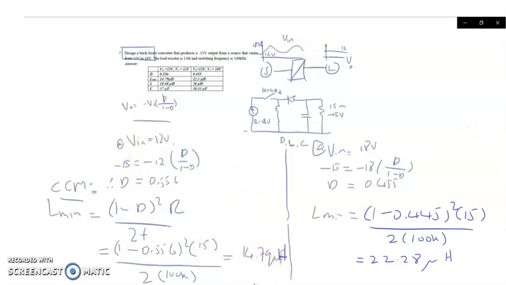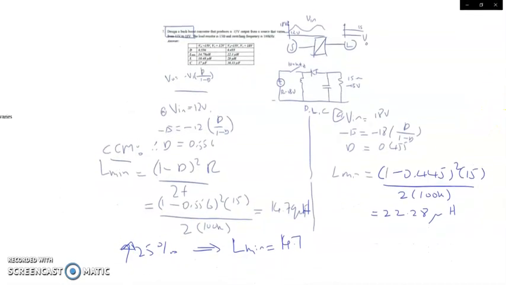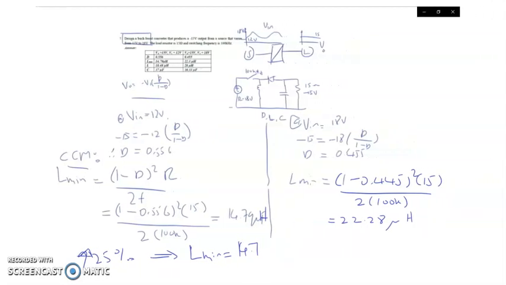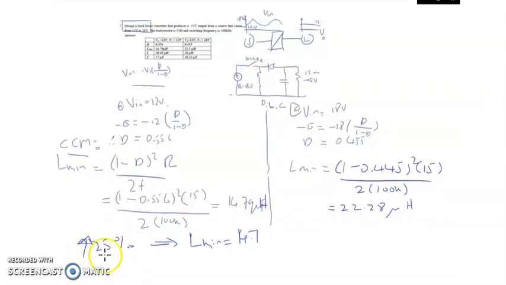Okay, then we take a look at what the actual normal practice is for our system. Let's say we want to put it into the circuit. Usually we increase another 25% on the value that we calculate, to make sure that the system operates under CCM at all times.